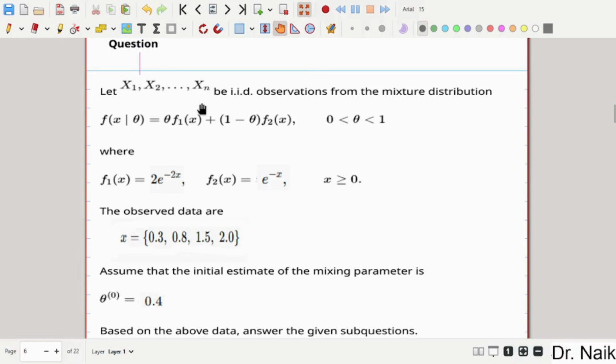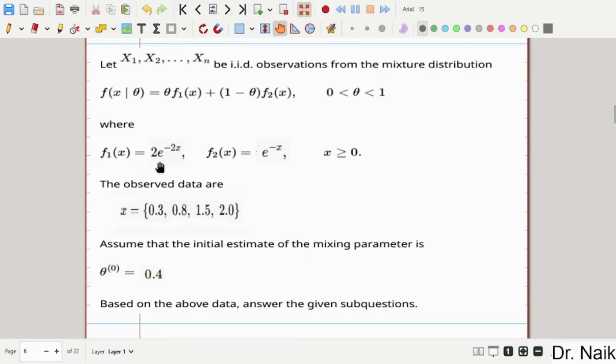Let x1, x2 up to xn be the IID observations from the mixture distribution F of x given theta is equal to theta times f1 of x plus 1 minus theta times f2 of x, where theta is greater than 0 and less than 1, where f1 of x is equal to 2e raised to minus 2x and f2 of x is e raised to minus x, where x is greater than or equal to 0. The observed data points are x is a set of 0.3, 0.8, 1.5, 2.0.